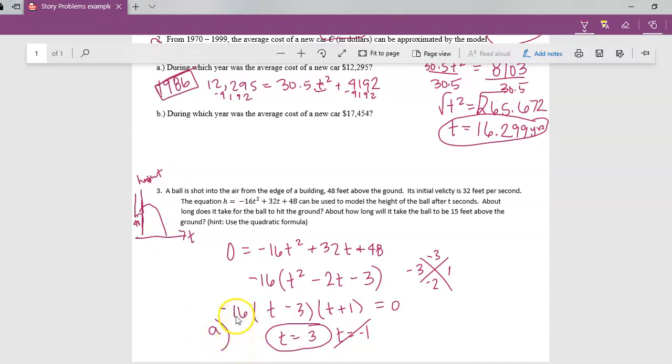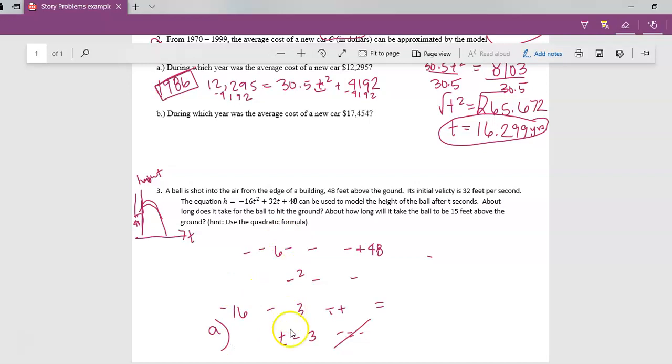So the next part says, how long will it take the ball to be 15 feet above the ground? So if it's thrown up here, at what time is it going to hit 15 feet above the ground? So the difference here on part B is that I'm going to want to set this equal to 15. And I'm actually going to erase this so that I can use the same space to do part B. Wow, it's taking longer than I thought.